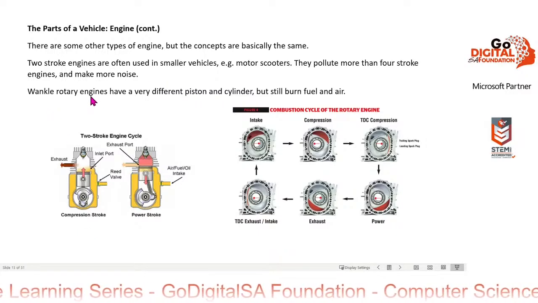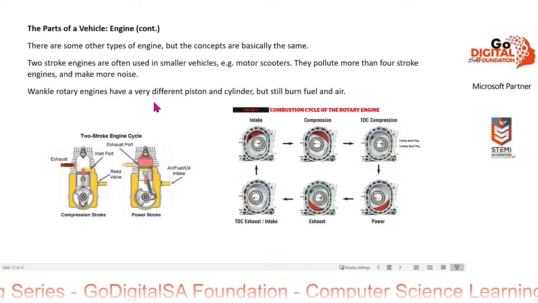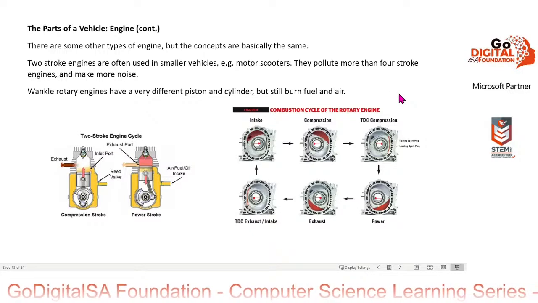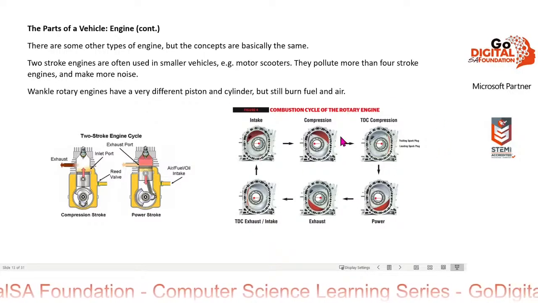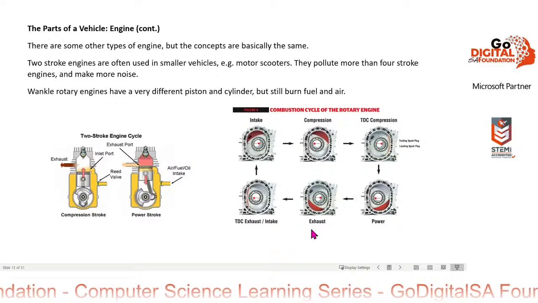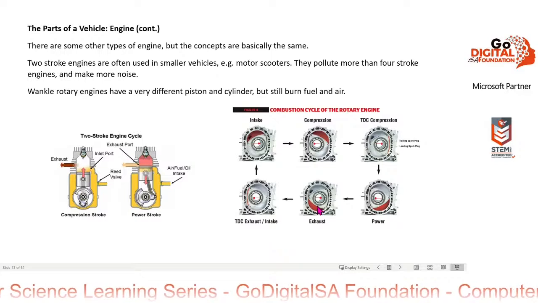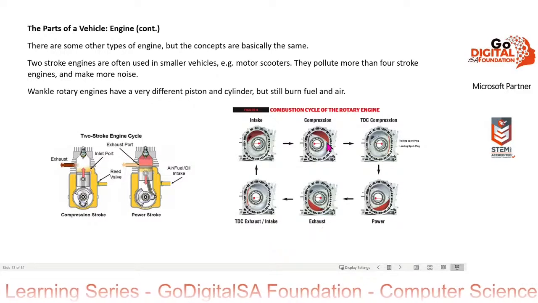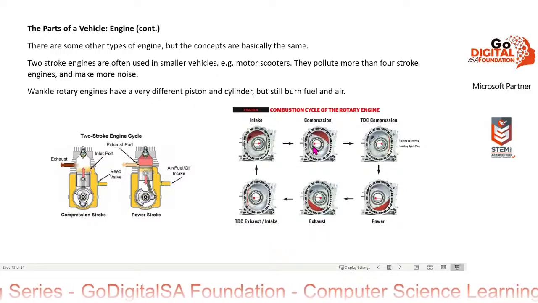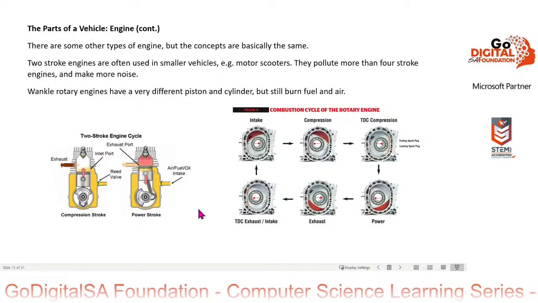A Wankel rotary engine has a very different piston and cylinder, but it still burns fuel and air. So this is how a Wankel rotary engine works. You can see it's very different from regular engines, but it still uses petrol and air and causes that to rotate.